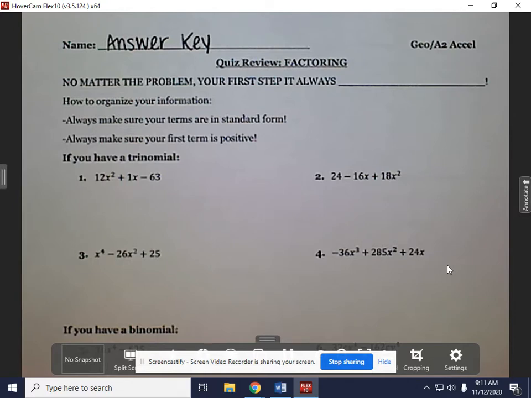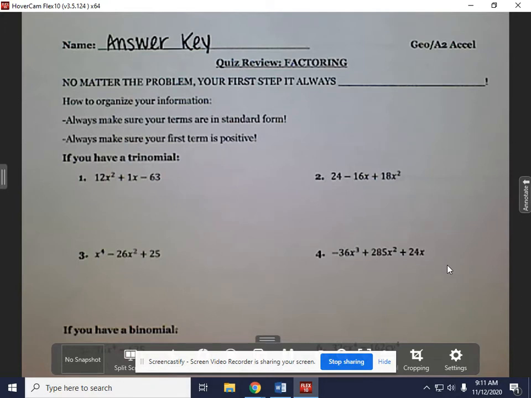Some of these are directly from the packet, so I took ones that I thought people would have questions on. So if they look semi-familiar, that might be why. But I wanted to show you these. So this is the review. I will post this on Google Classroom as well, and I will leave a copy somewhere in my room for you to grab. So let's go through and do it.